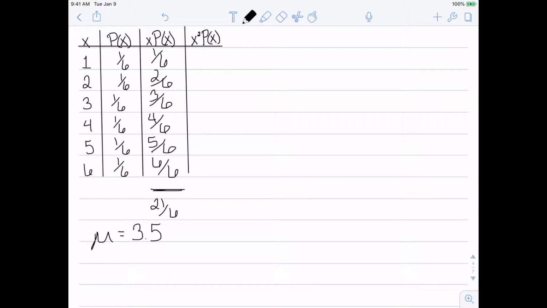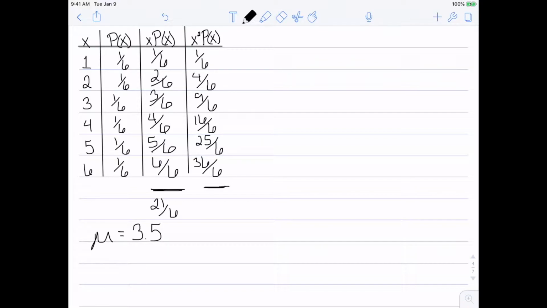1 squared is 1 times 1/6 is 1/6. 2 squared is 4 times 1/6 is 4/6. 3 squared is 9 times 1/6 is 9 over 6. 4 squared is 16 times 1/6 is 16 over 6. 5 squared is 25 times 1/6 is 25 over 6. And finally, 6 squared is 36 times 1/6 is 36 over 6.